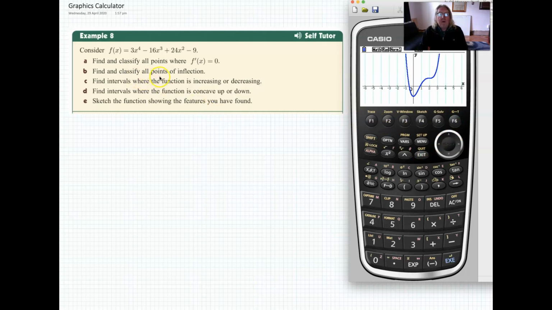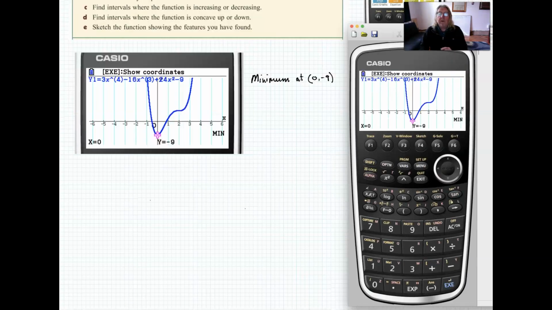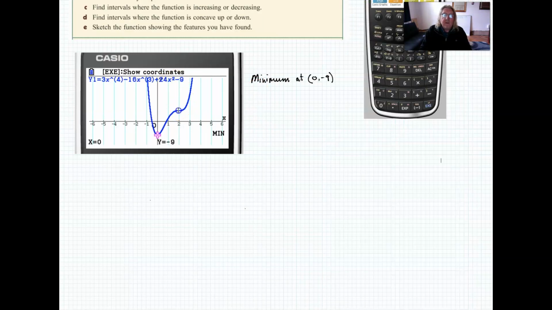We want to classify all stationary points. Okay, so we can find this one, no problem, this minimum here with gsolve, and we just select min, and that's at the point (0, -9). We've got that point (0, -9). Now the next thing, we want to find this stationary point here.